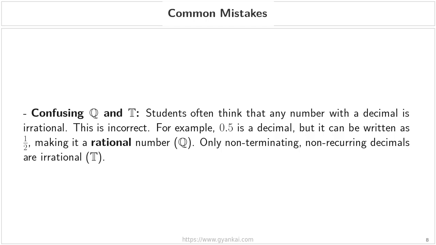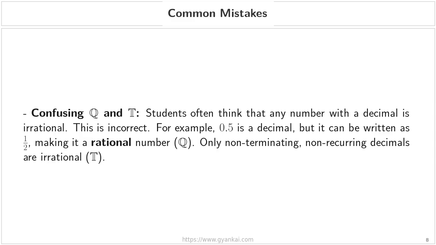Take, for example, the number 0.5. While it is written as a decimal, it can be perfectly expressed as the fraction 1 over 2. Because it can be written as a ratio of two integers, it is actually a rational number, or part of the set Q. Remember, a number is only irrational if its decimal expansion goes on forever without ever settling into a repeating pattern.